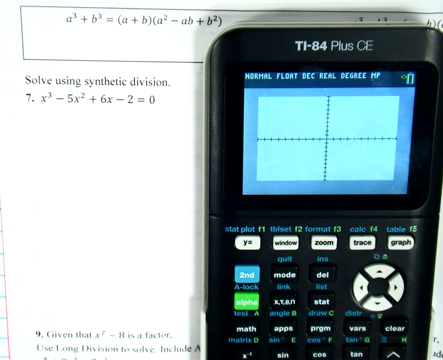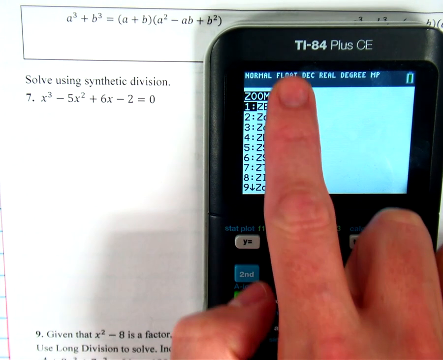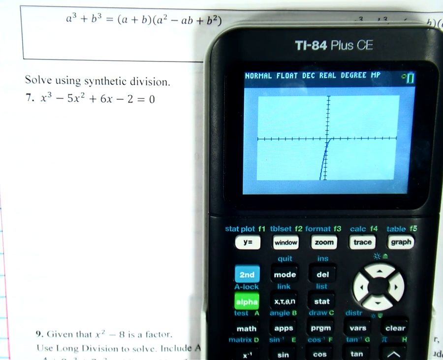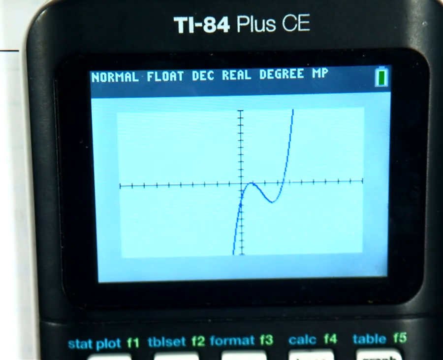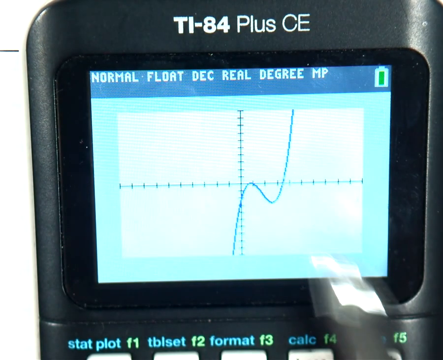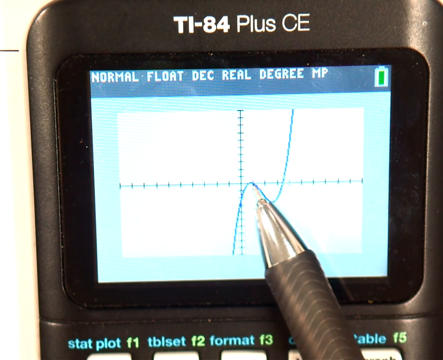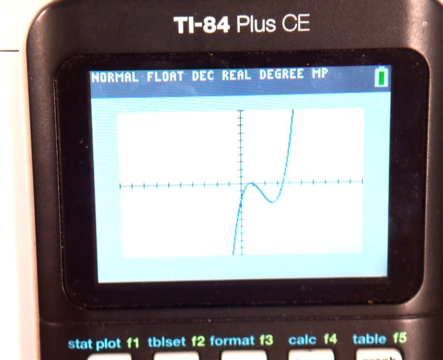Okay, we'll hit graph. And we're looking for where it's going to cross nice numbers. Now, if yours doesn't cross a nice number, go back and double check that you typed it in right. If your graph is wonky, zoom. Standard should get you back to the normal screen. Okay. Now, if I'm looking at that close, it looks like I crossed the x-axis here, right before 1, and it looks like I crossed at 1, and then this one's definitely a decimal. So as far as nice numbers go, my only hope there is 1.